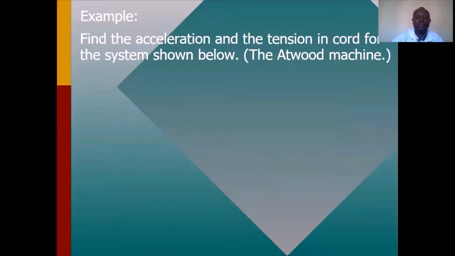Example: find the acceleration and the tension in the cord for the system shown below. Atwood machine. We have this system, with a frictionless and massless pulley, a mass of 2 kg and a mass of 5 kg. As we have seen, the mass of 5 kg is greater than 2 kg. That means that the 5 kg will pull the 2 kg. The 2 kg will move up and the 5 kg will move down.